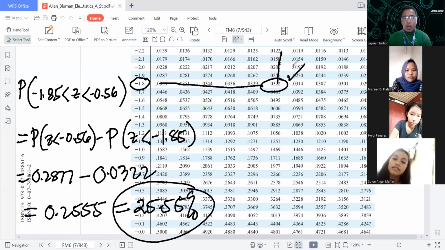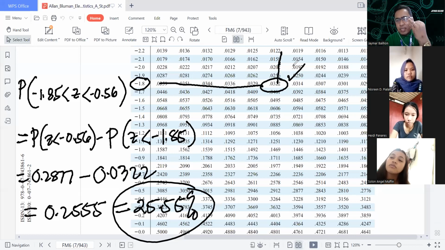Yes, sir. Okay, I will repeat. Case 1: you use directly the table for less than. Case number 2: if greater than, you convert it to 1 minus the less than. If in between, you use the probability of z less than z sub 2 minus the probability of z less than z sub 1. Clear?